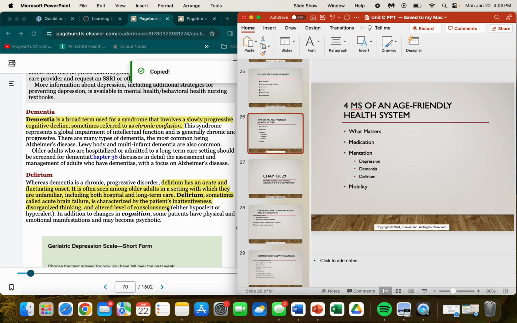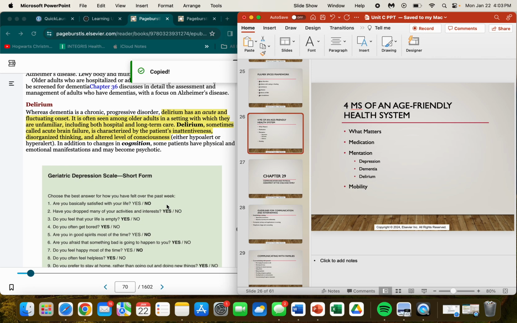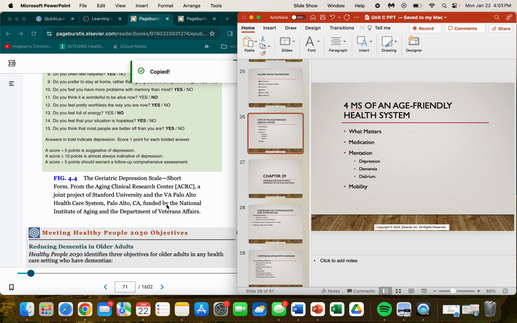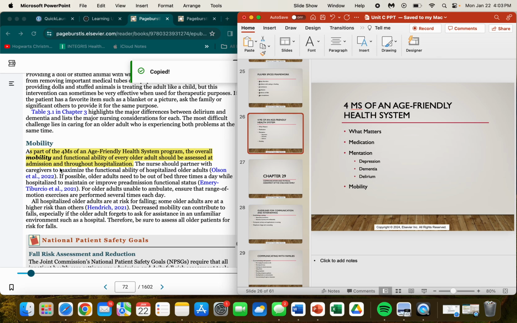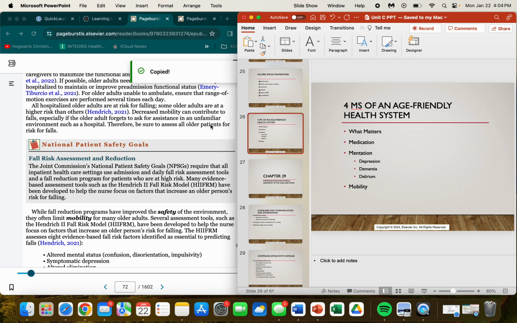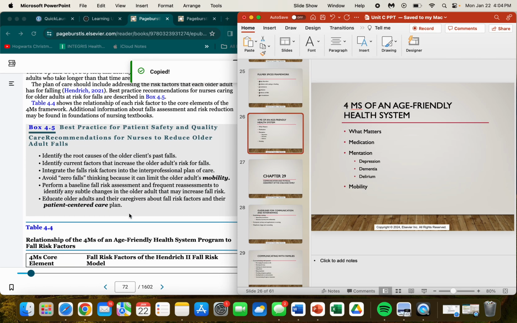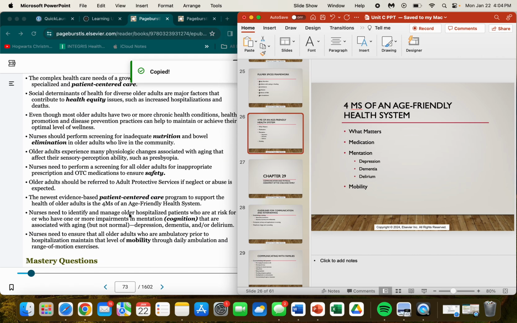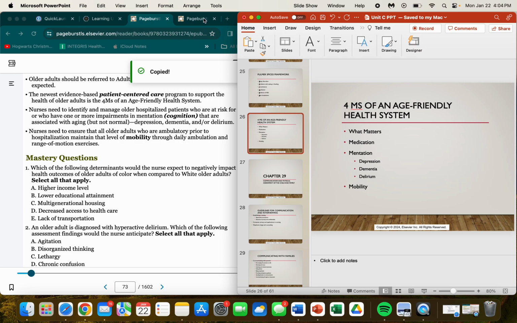Delirium is also sometimes called acute brain failure, and is characterized by the patient's inattentiveness, disorganized thinking, and altered level of consciousness. And then the last part of the 4 M's is the mobility portion. We want to screen for mobility and the functional ability of every older adult, which should be assessed at admission. So that's what we talk about when we talk about the 4 M's. So we'll move on to chapter 29. I think that's the majority of chapter 4, which comes from your med-surg book.